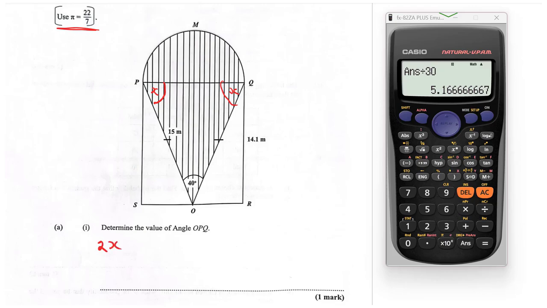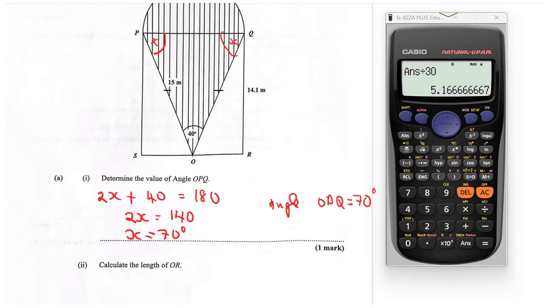So we have 2x plus 40 is equal to 180. So therefore, if we transpose for x, we're going to get 2x is equal to 140. We subtract 40 from both sides. We divide both sides now by 2. So we get x is equal to 70. So therefore, angle OPQ is equal to 70. Right? 70 degrees. Let's put our degrees.